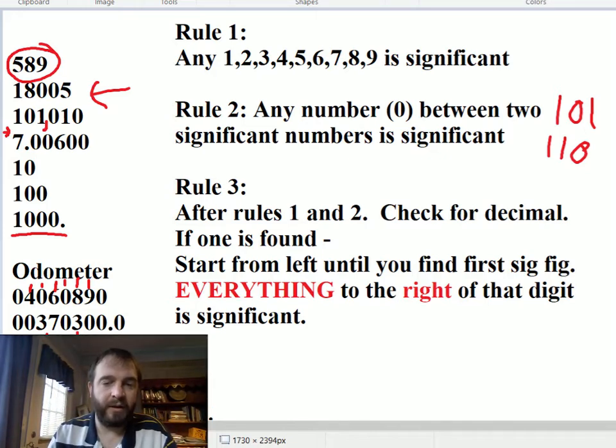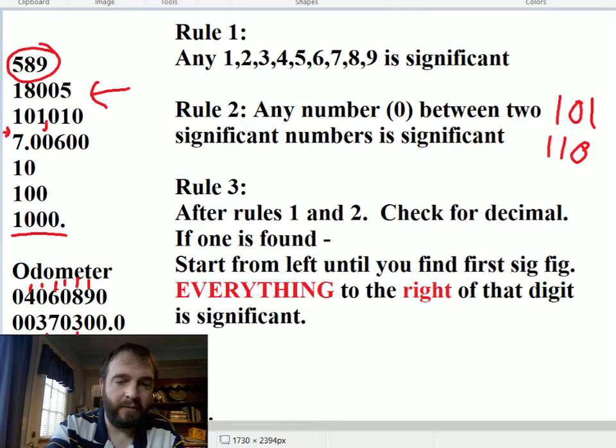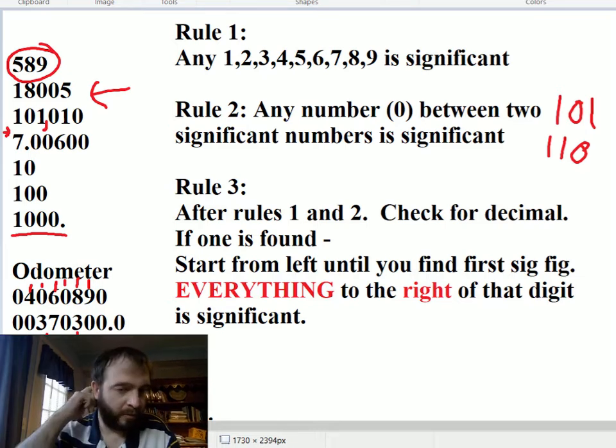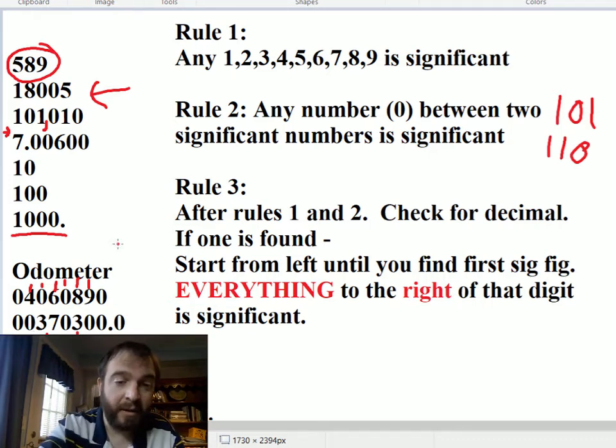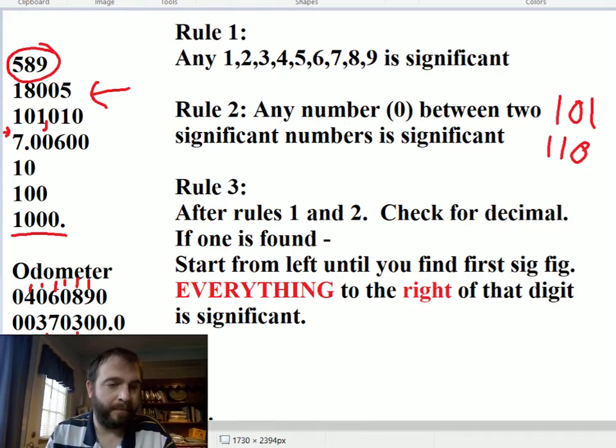Then we check for anything on the left and the right. Can't do the first two. We can do that 0, but we can't do the other ones. Is there a decimal? Yes, there is. So pay attention to this one. Moving across from left to right. Is this significant? Is this significant? No. Right? There's nothing on the left side. Is this significant? No. Is this significant? Yes, because it is. Everything else to the right is significant.